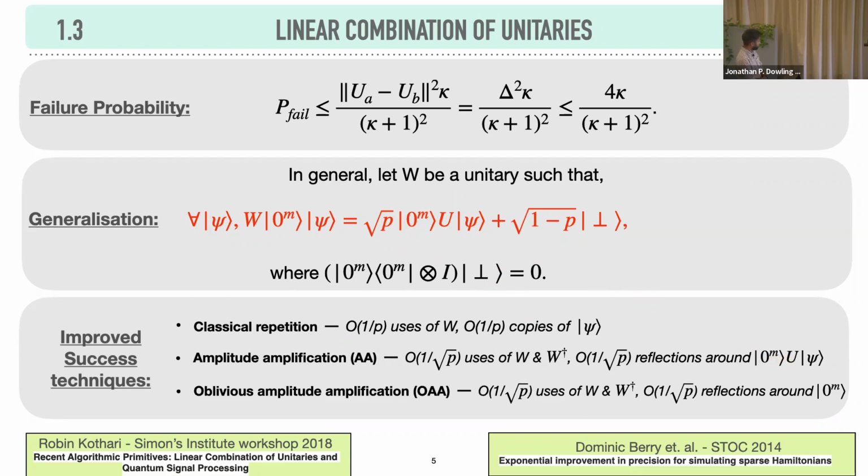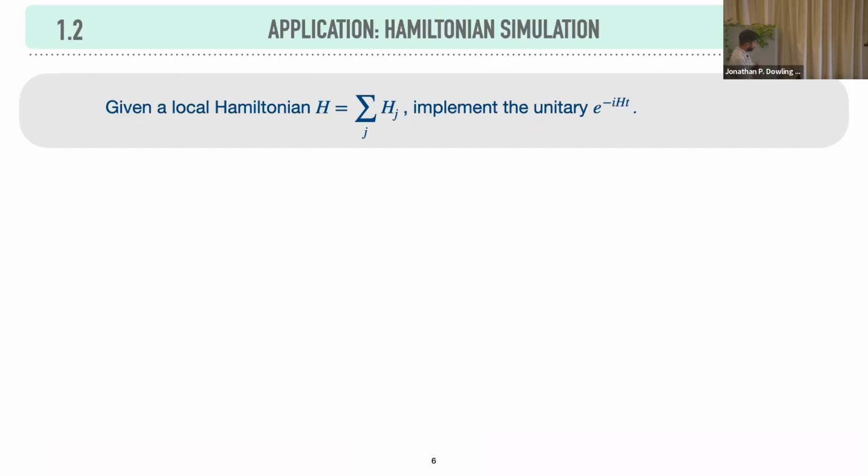So the workaround to this problem was given in this paper using this trick called oblivious amplitude amplification, OAA, which says that if the operator that you're trying to apply, U, is very close to a unitary, you only need reflections around the ancilla qubit and not the complete state. And so a very brief overview of the application.